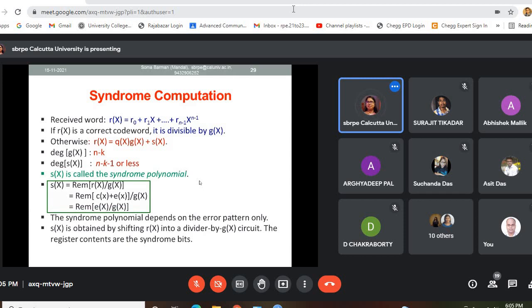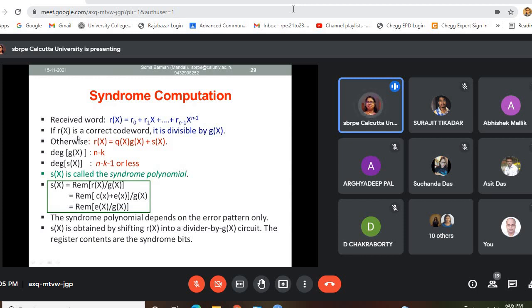Now how can we check the syndrome? Suppose the received code word R(x) in polynomial form, we write in this form: R0 x to the power 0 plus R1 x to the power 1 up to R(n-1) x to the power n minus 1, because the length is n.